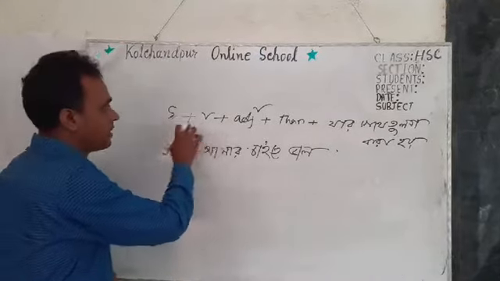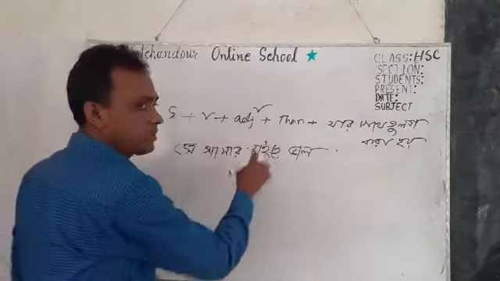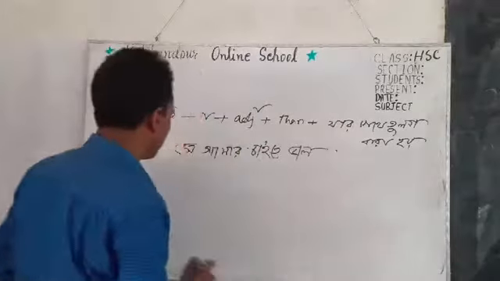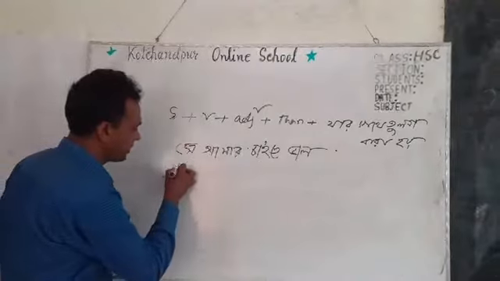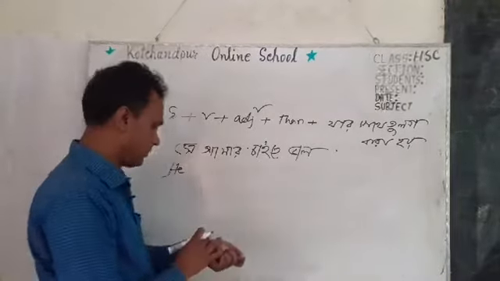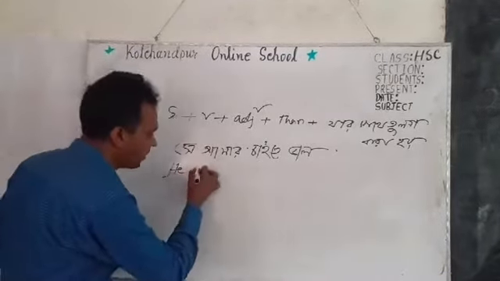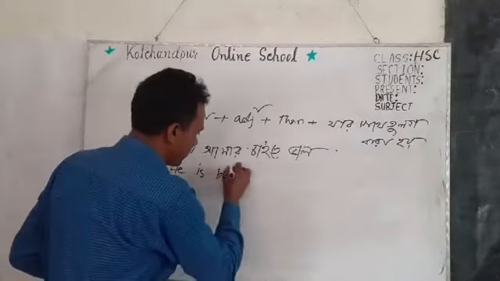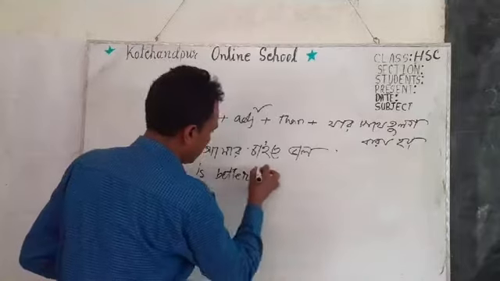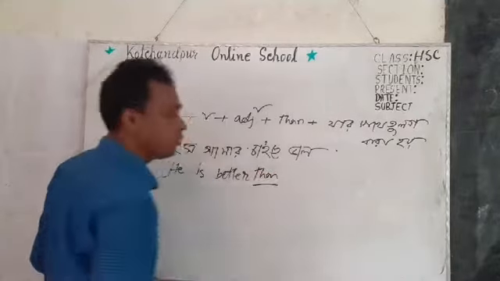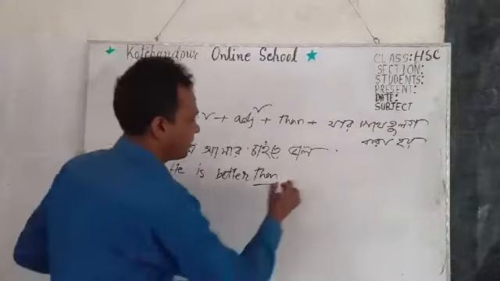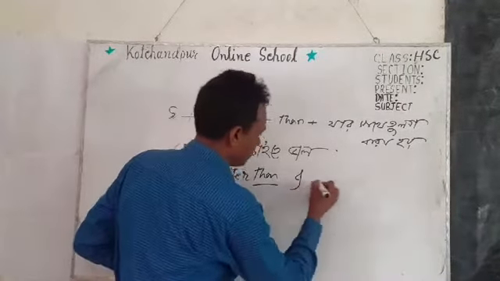Okay? Subject, verb, adjective is called. That means the comparative form of adjective, then with whom it is compared. Okay? Here, subject, he. Then verb is the comparative form of the adjective, better. Then with whom it is compared. He is compared with I. Here is a question.